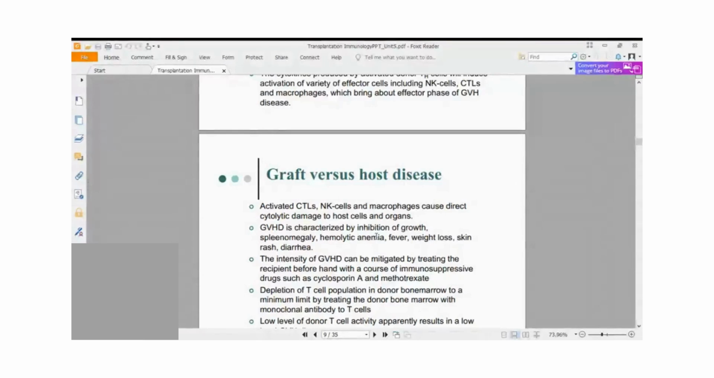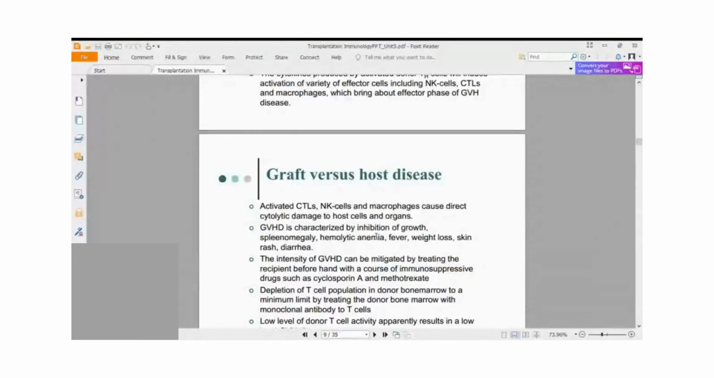And that can be mitigated, meaning you can suppress that. This type of reaction will take place and the host will suffer a lot of damage. The doctor will prepare the host who is immunocompromised by giving him bare minimum doses of immunosuppressive drugs. And the most commonly used immunosuppressive drugs for prevention of graft versus host disease are cyclosporin A and methotrexate. These two are the mildest among the chemotherapeutic drugs.